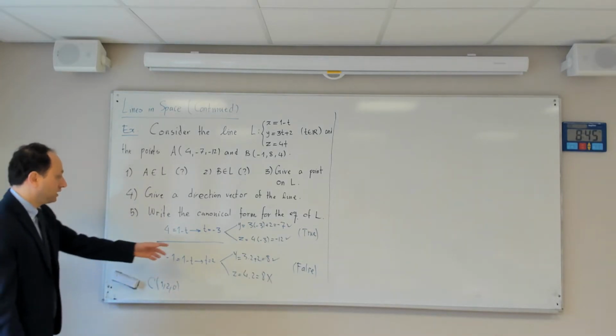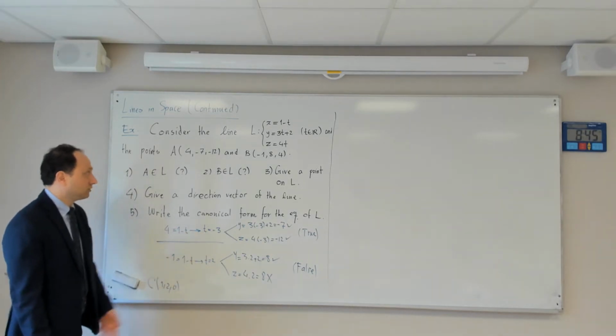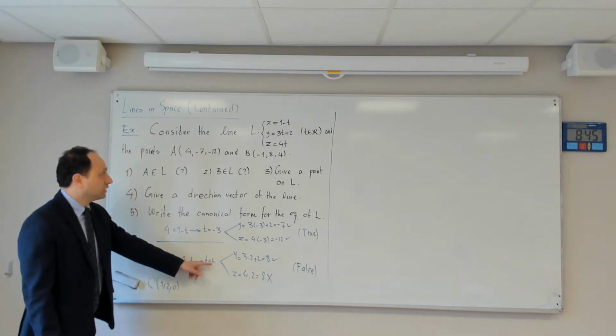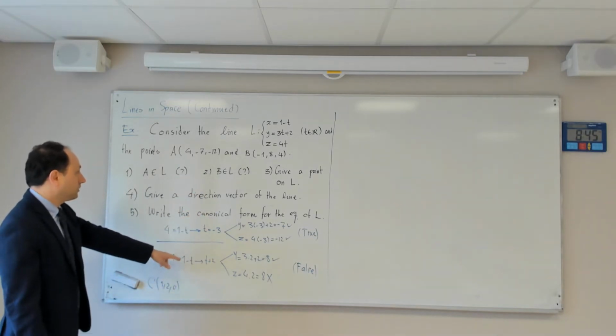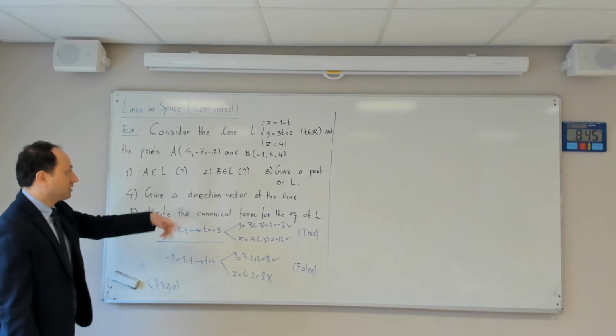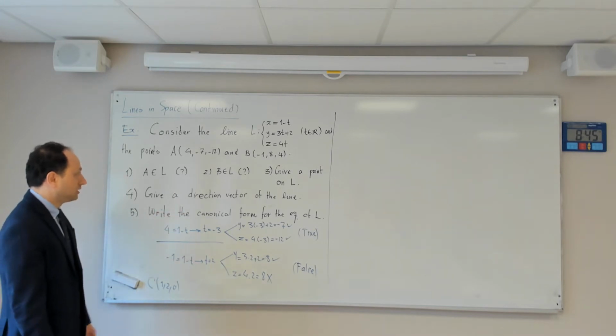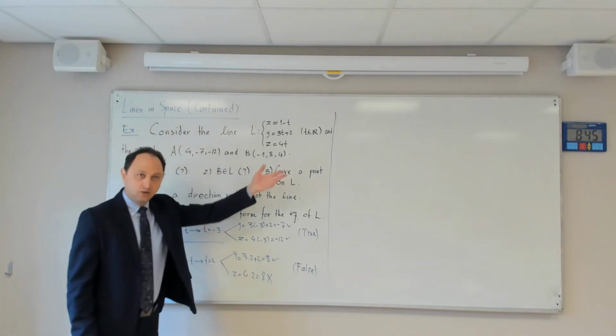You can change it to any other number except minus 3 and 2. And of course, you can also put 2. If you put 2, the first one becomes minus 1, the second one becomes 8, but the third one becomes also 8. So minus 1, 8, and 8 is also another point.